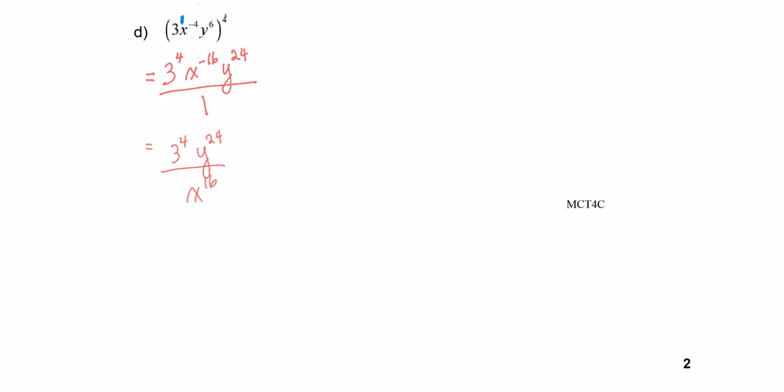So now that I have all of my variables in the right place, I'm going to get rid of that 3 to the 4 and actually apply it. So now we're going to find out what 3 to the 4 is. Punch out your calculator, and then what you're going to write is 81 y to the 24 divided by x to the 16.